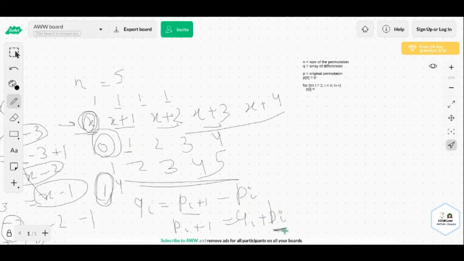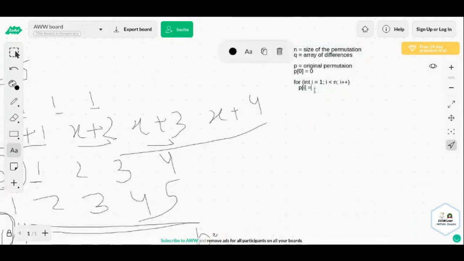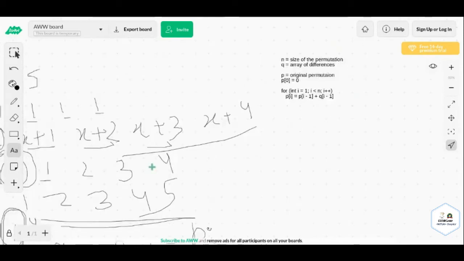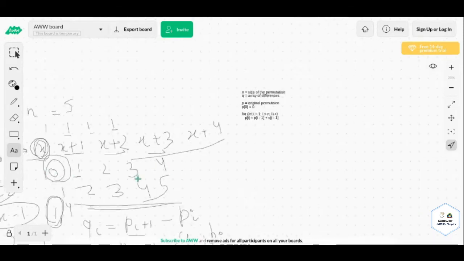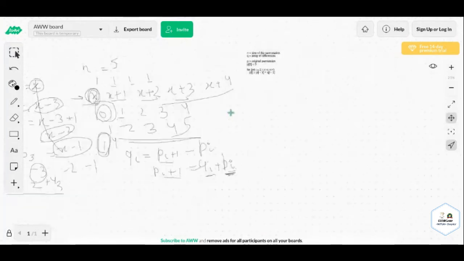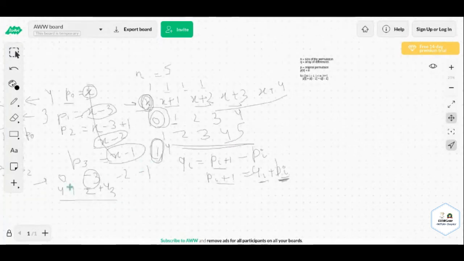We know the previous Pi and Qi. So now if it is I, then it becomes I minus 1 and I minus 1. So Pi is equal to P of I minus 1 plus Q of I minus 1. Now we have calculated all these values 0, 1, 2, 3 and 4 in this case, and in this case we have calculated 0, minus 3, minus 2, minus 1.